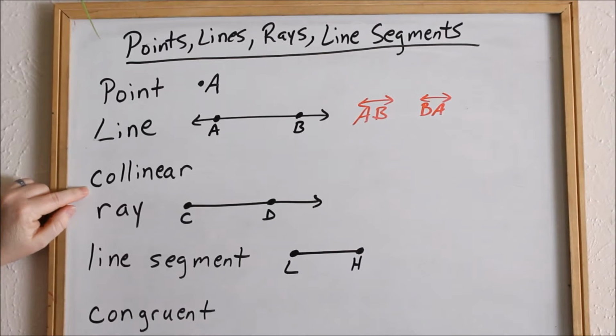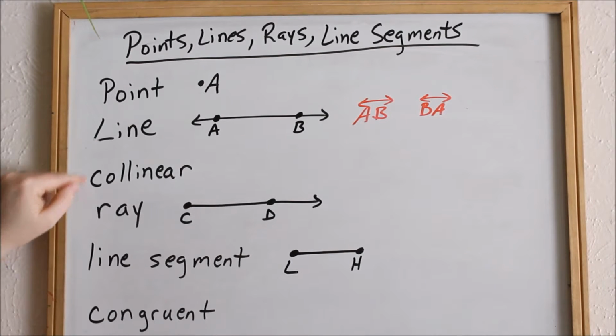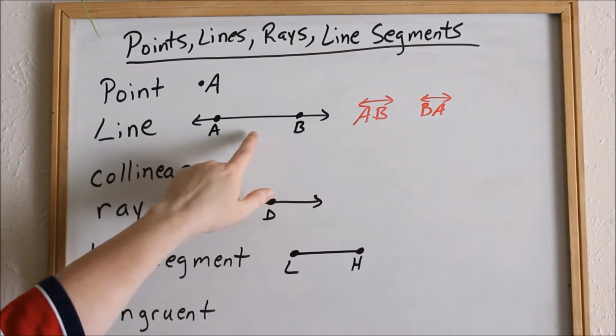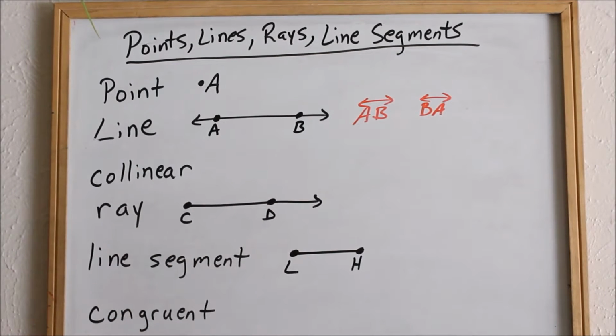Our next definition is collinear. Collinear are when 2 or more points are contained on the same line. Up here, points A and B are collinear. They are on the same line. It's when 2 or more points are contained on the same line.